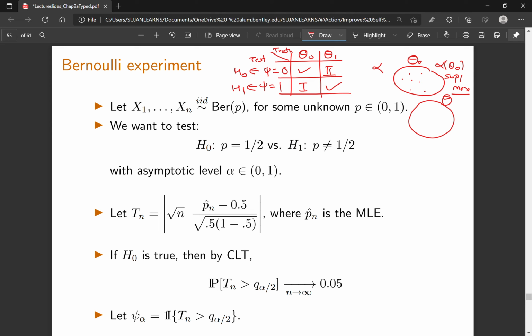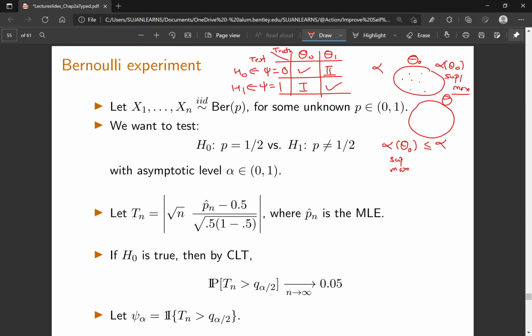That value from theta naught should be less than or equal to a certain level, and that level is called alpha of the test, alpha level of the test. That is, if I look at all the possible mistakes it can make, the supremum or maximum value should be equal to alpha.